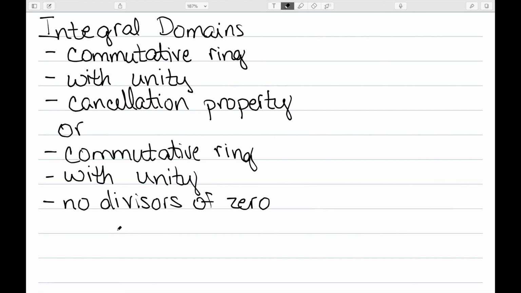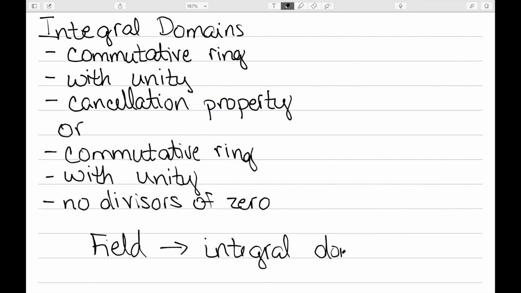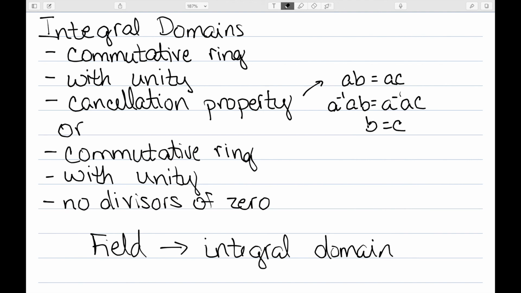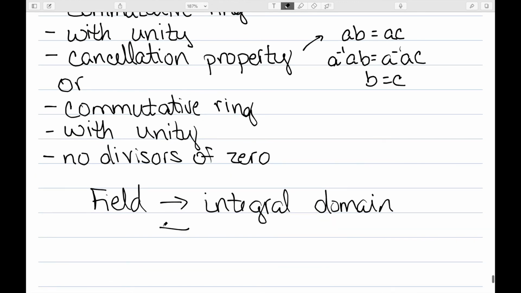It's easy to see that every field is also an integral domain. Having the idea of a multiplicative inverse can guarantee our cancellation property. If we say AB is equal to AC, we can just multiply both sides by the multiplicative inverse. So if we have the idea of inverses, we definitely have the cancellation property. However, the converse is not true. An integral domain does not necessarily mean a field.